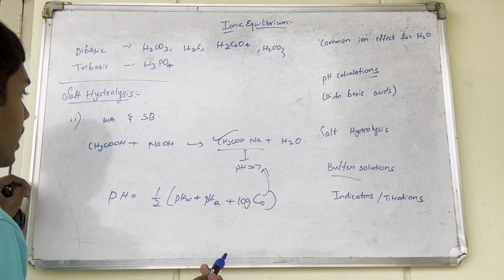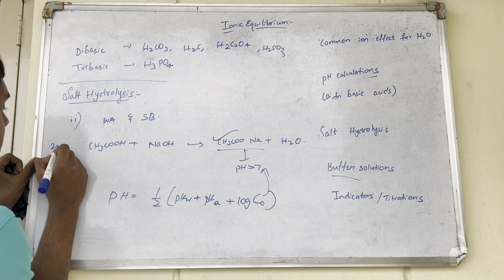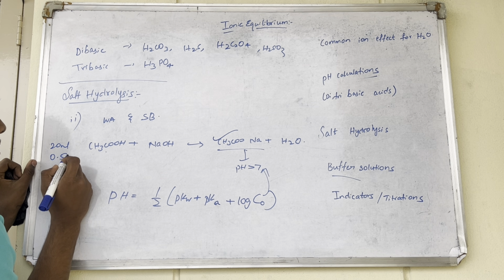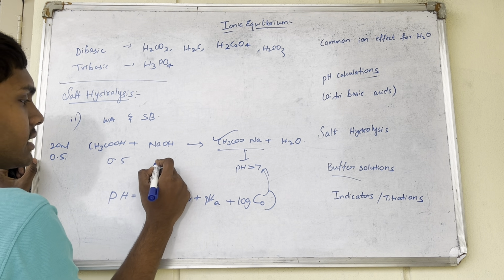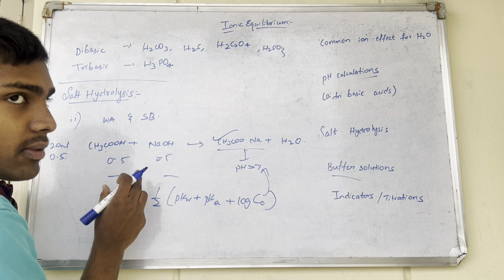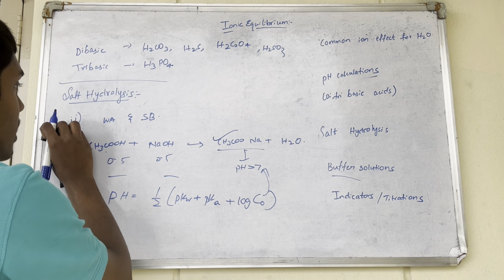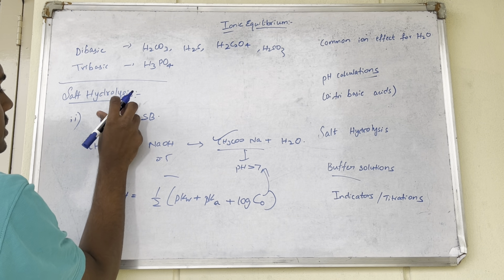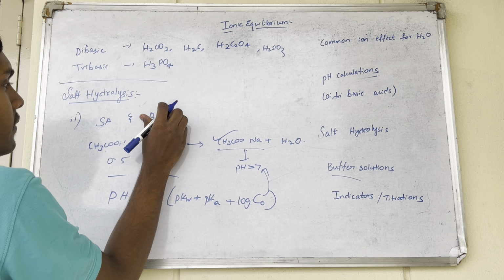So for example, we have 20 ml of this and 0.5 molar, 0.5 moles. This is 0.5, this is 0.5, completely neutralized. Then only you can use this formula, else this is going to form an acidic buffer. Okay.